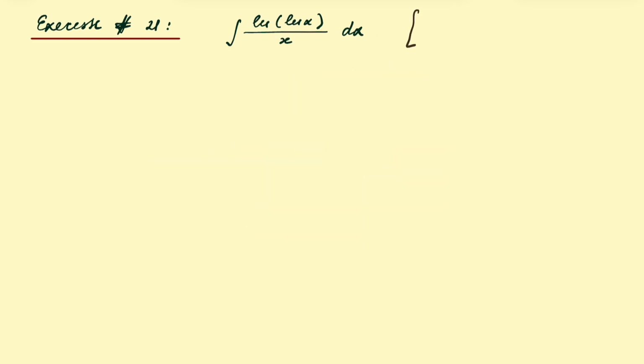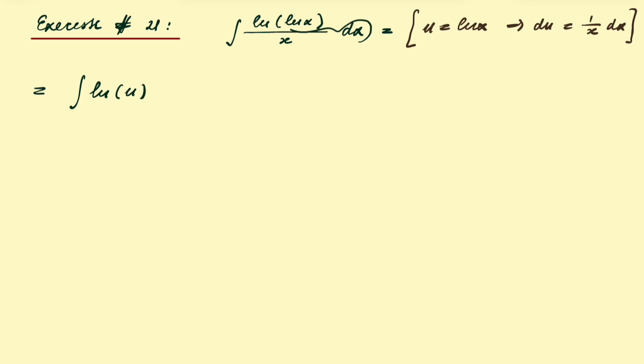So what I propose is writing u as ln of x, then du will be 1 over x times dx. And in this case our integral will turn into an integral of ln of u, and since dx over x is du, we just have du here.